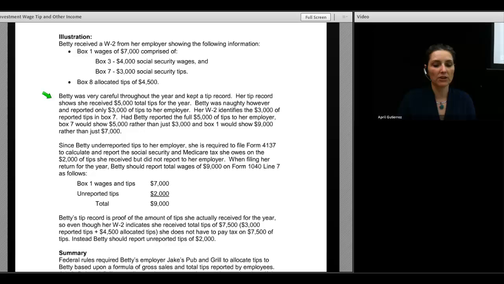Now, Betty was very careful throughout the year and kept a tip record. Her tip record shows that she received $5,000 in total tips for the year. Betty was naughty, however, and only reported $3,000 of her tips to her employers. That's this $3,000 right here. So she pulled in 5, reported 3, and then her employer allocated $4,500. So the $4,500 would be on top of the 3, right? But the actual amount she really received was $2,000 on top of the 3. So her W-2 identifies $3,000 of tips in Box 7. She should have reported 5, in which case Box 7 would have had $5,000 in it.